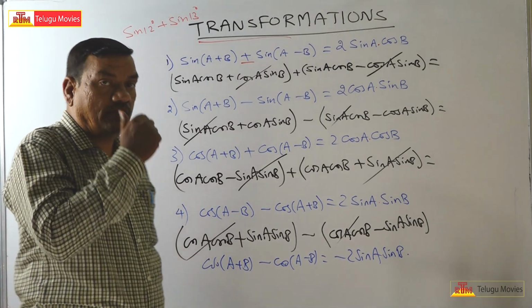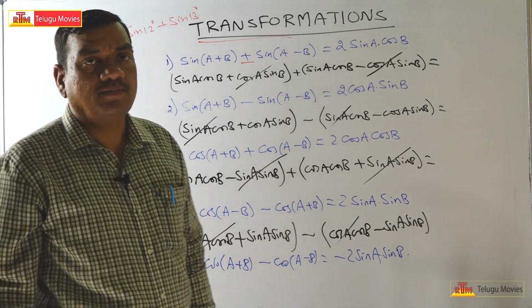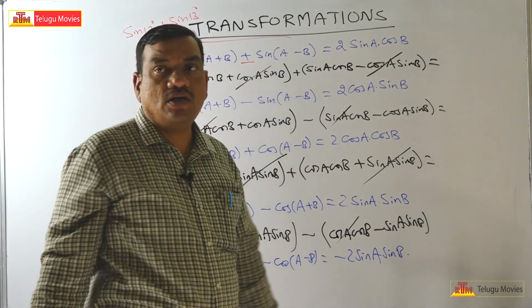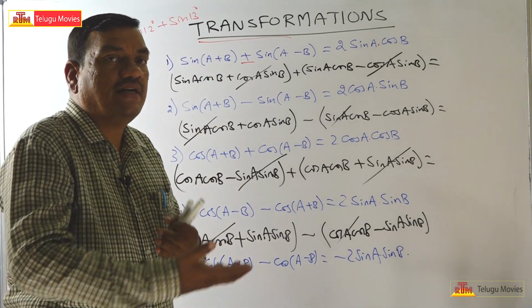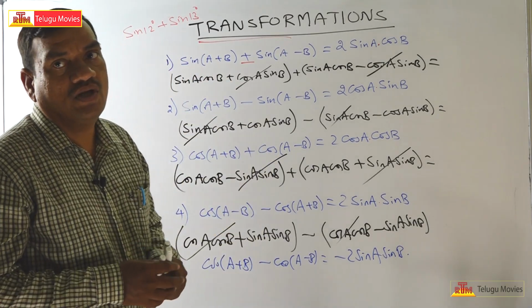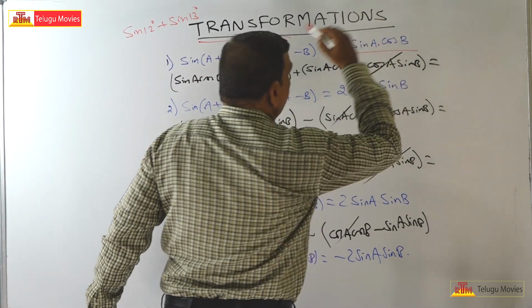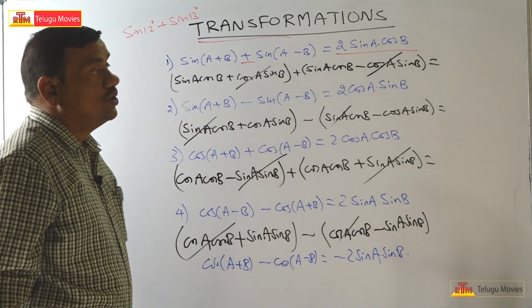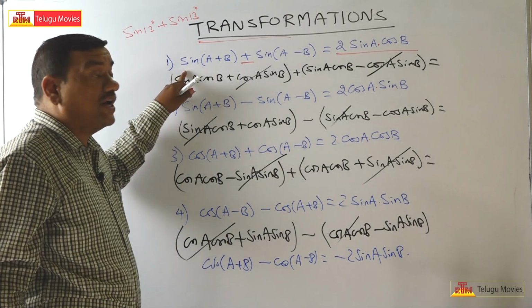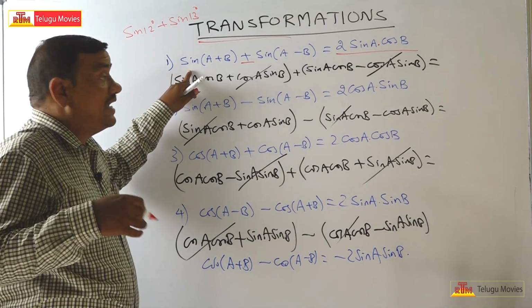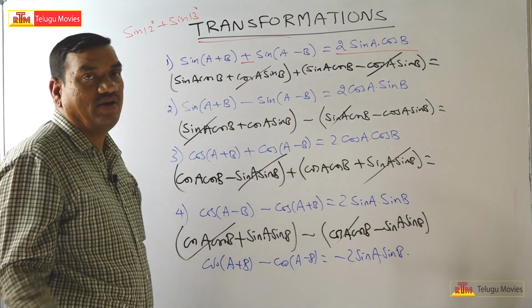And one more thing you have to remember is, for all these formulas, you have to write them in reverse order also. So reverse order means what? Whenever you get 2 sin A cos B, you have to remember it as sin of A plus B plus sin of A minus B also.